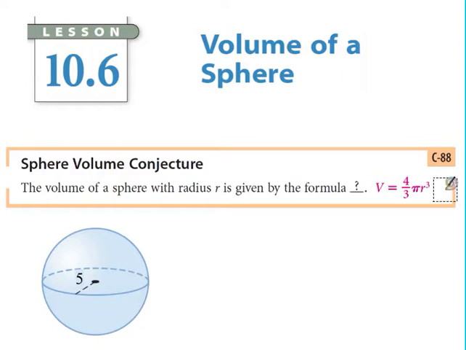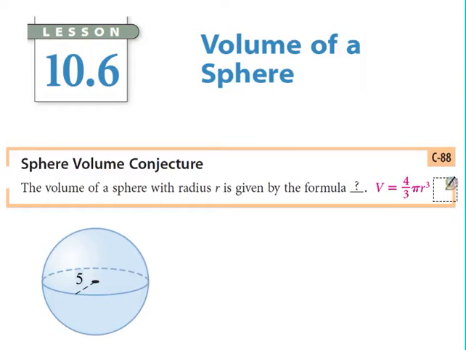4/3 pi r cubed. Now the surface area of a sphere, which is the stuff around, is 4 pi r squared. That's just one of those little tidbits that eventually you may need to know. But the volume of a sphere, 4/3 pi r cubed, means how much the sphere will hold, or how much the ball will hold.